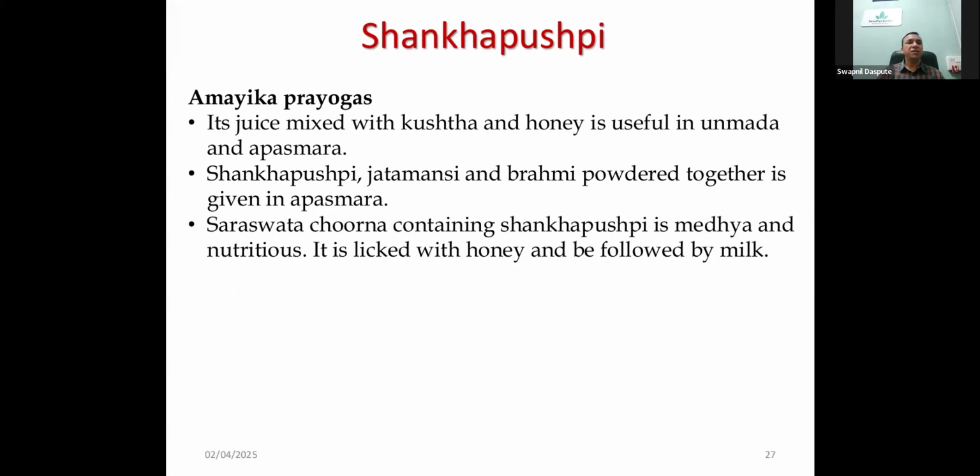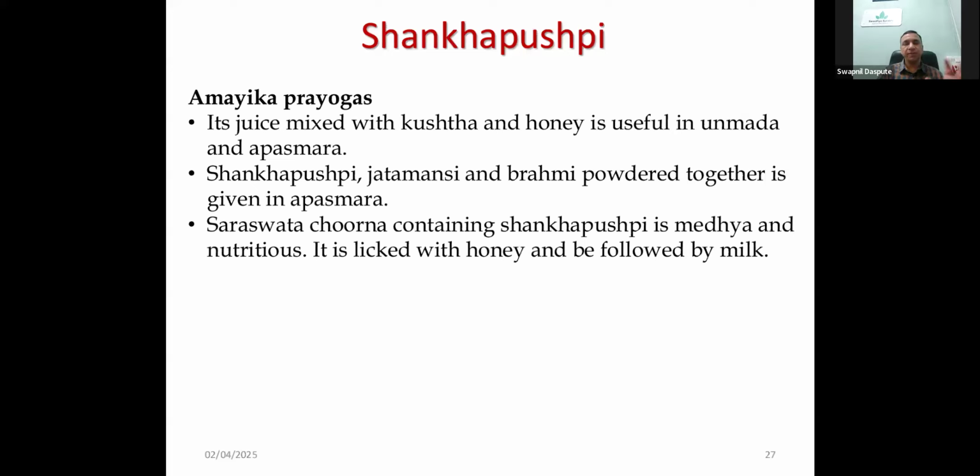In Amayika Prayogas, its juice, fresh juice, Swarasa, is mixed with Kushtha and honey and is useful in Unmada and Apasmara, psychological disorders. So Swarasa with Kushtha. Now Kushtha here is Kushtha herb, which we have studied. Shankapushpi, Jatamansi, and Brahmi, all these three are herbs, powdered together and given in Apasmara.